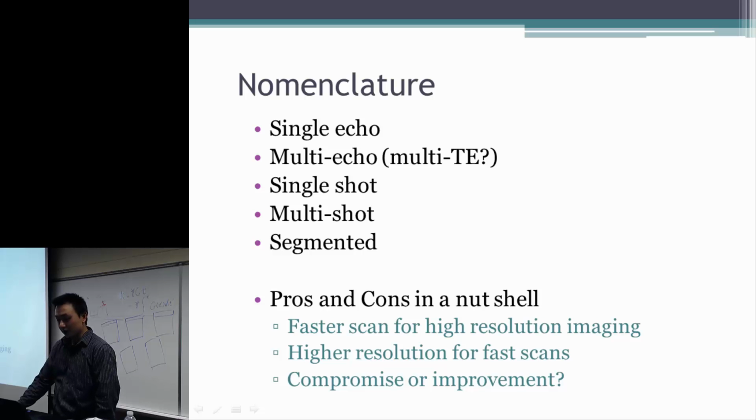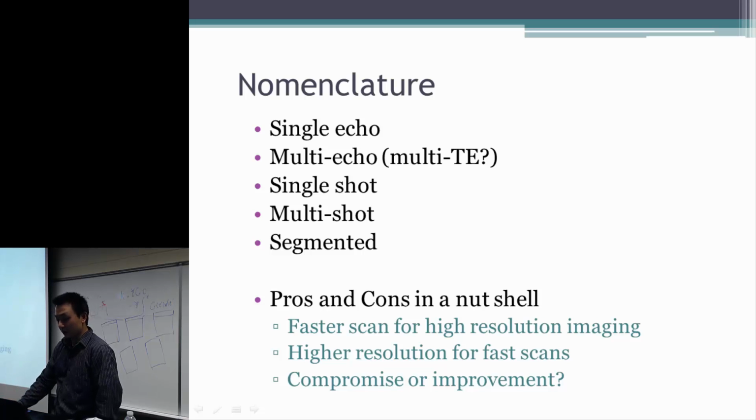So what are the pros and cons of doing a multi-echo or segmented K-space strategy for the imaging? In simple words, we can do faster scans for high resolution imaging by improving the data acquisition efficiency. On the other hand, we can do a higher resolution for fast scans if we can reduce the filtering effect caused by the T2 decay. We will see this later.